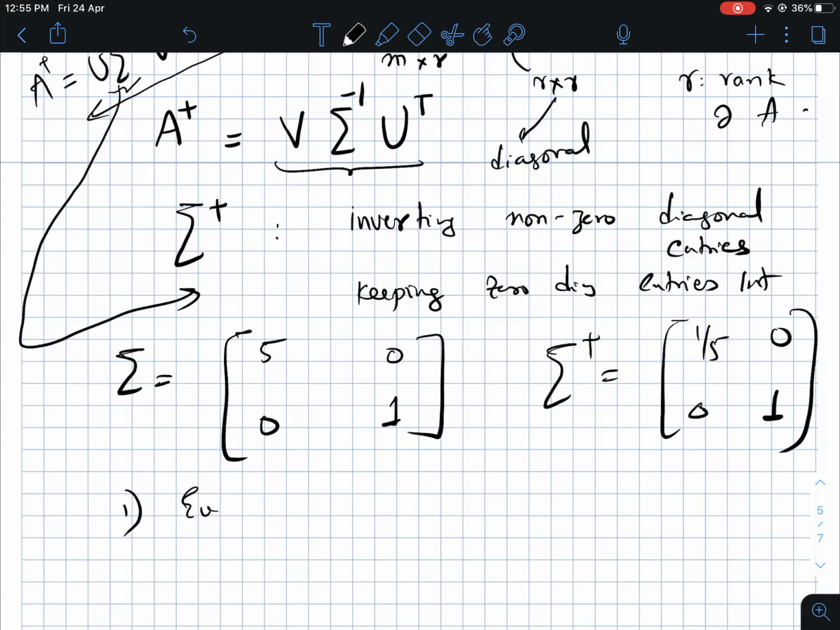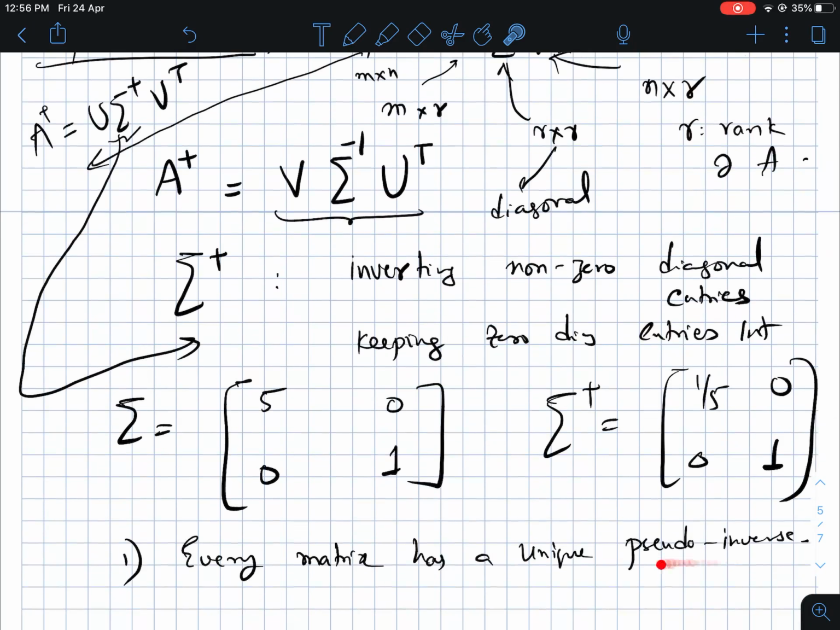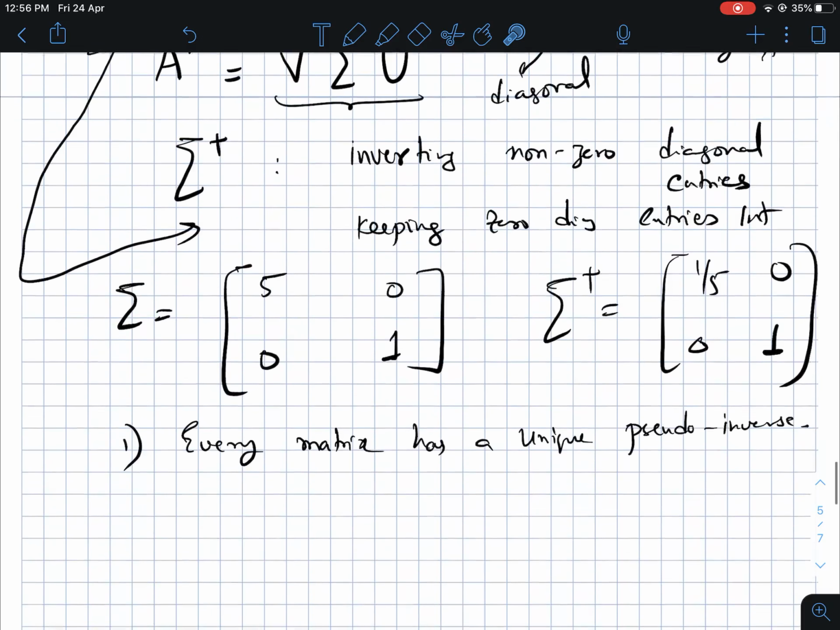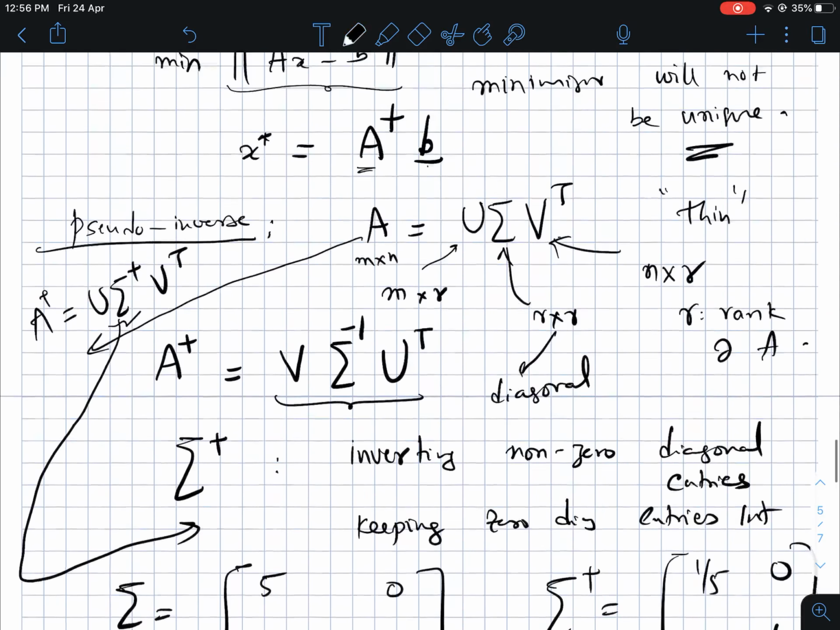One interesting property is that the pseudo inverse is unique. Every matrix has a unique pseudo inverse. I'm not going to prove this. It's a bit counterintuitive because the SVD itself is not unique. A matrix has many possible singular value decompositions. For example, you can think of the identity matrix, for which you can write many SVDs. So the SVD is not unique, but the pseudo inverse is unique. That is the interesting point.